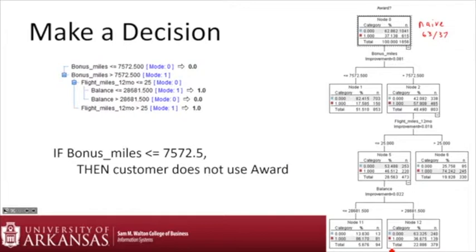SAS will let us do a little bit more interactive things, and we can actually change that. Like once it's run, we said, okay, this is good, but what if we change that to 7,500? Something we could actually talk about and want to use to make a rule. Right? Because making a rule on 7,572.5... But we could, and so our rule here, if this is what we were trying to figure out, if our bonus miles are less than that, then our customer does not use the award. We have a rule.